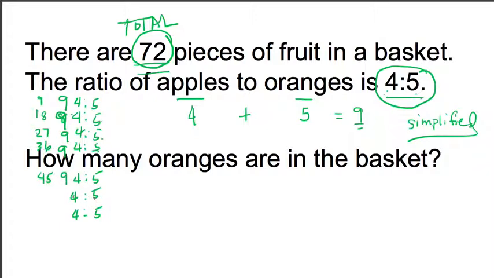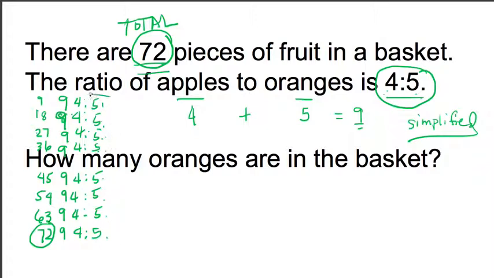Now we have 45 pieces. Now we have 54 pieces. Now we have 63 pieces. And so this should do it. Now we have 72 pieces. So I had to add the ratio by itself 1, 2, 3, 4, 5, 6, 7, 8 times.